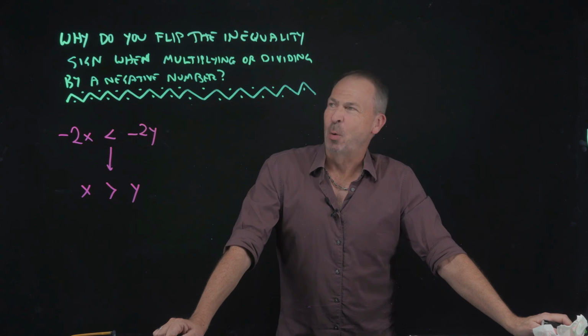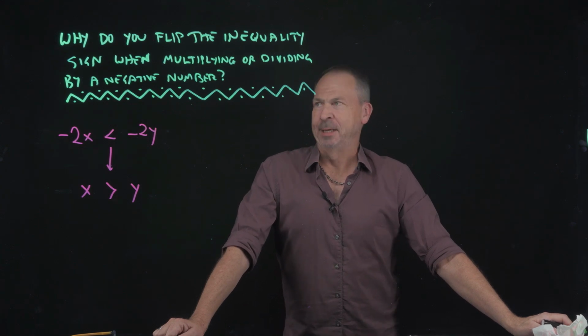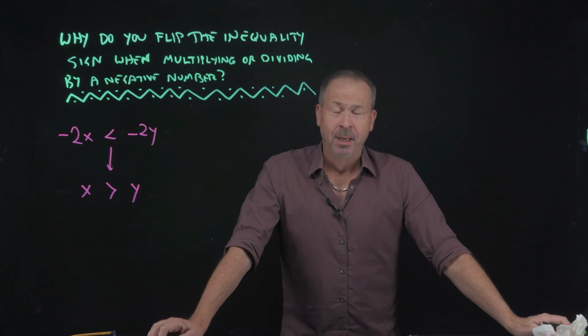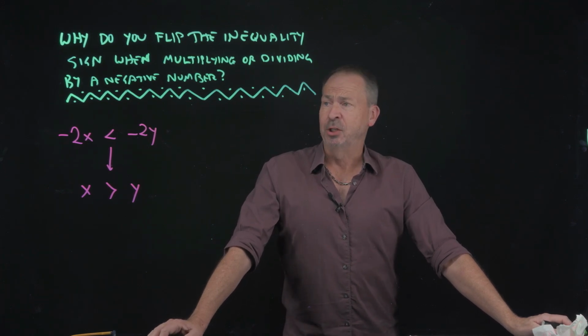G'day. Here's a question. Why do you flip the inequality sign when multiplying or dividing by negative numbers? A lot of people have been asking me that. All right, so where does my brain go in response to that question?